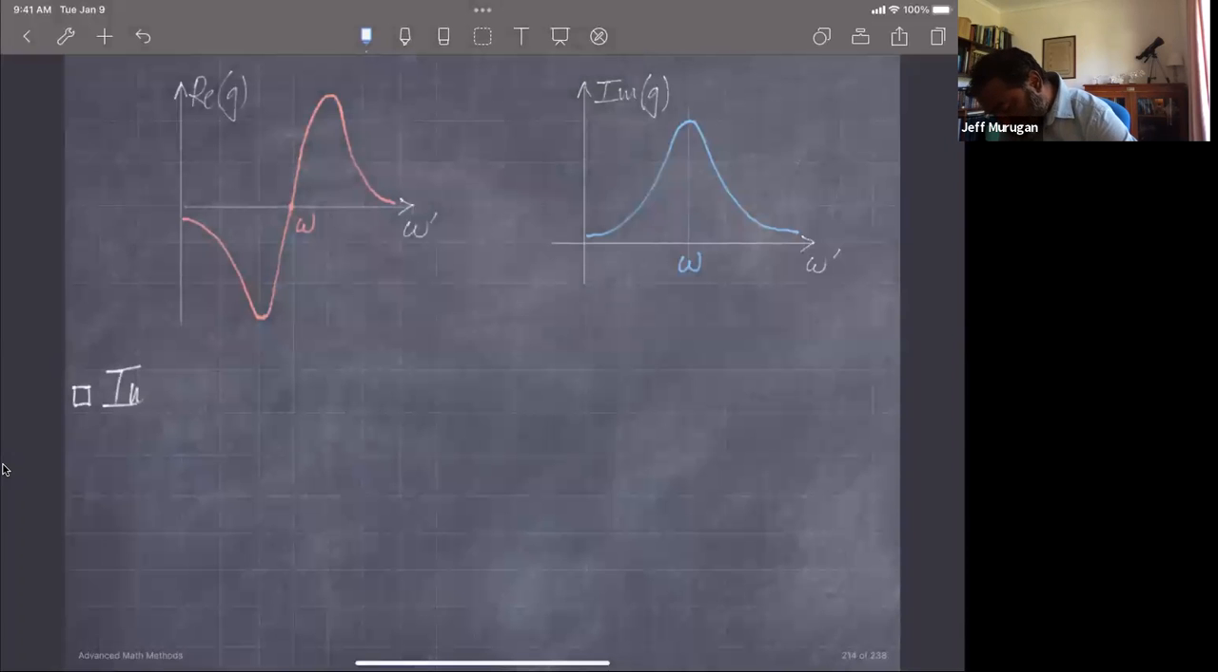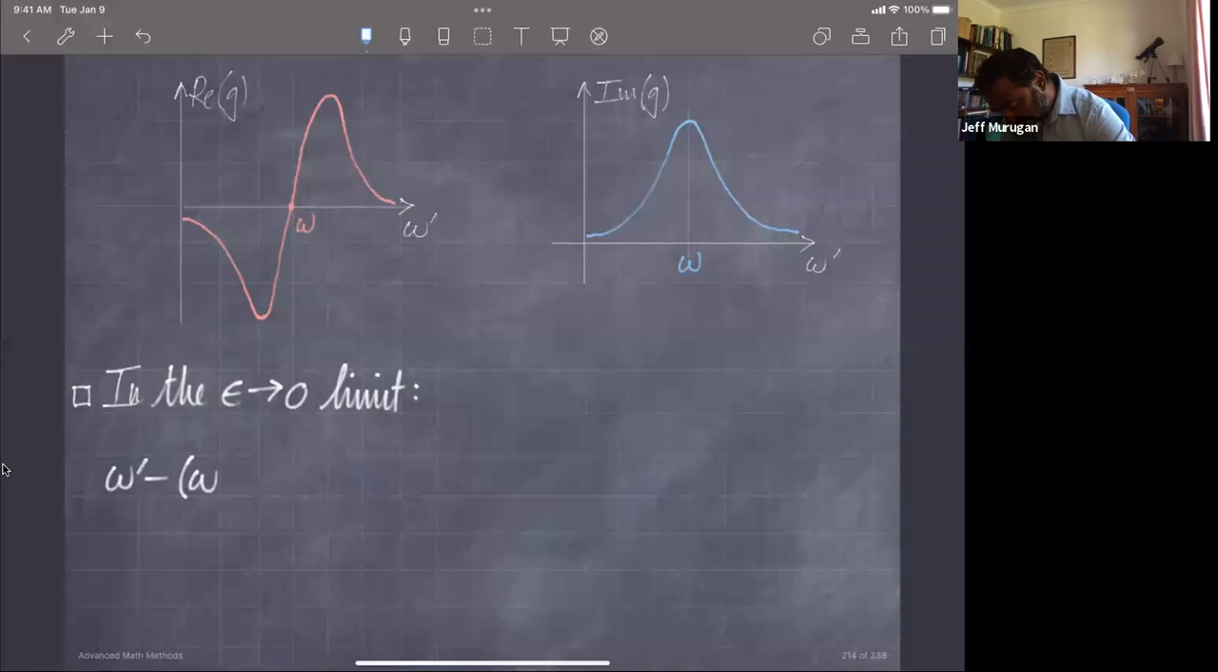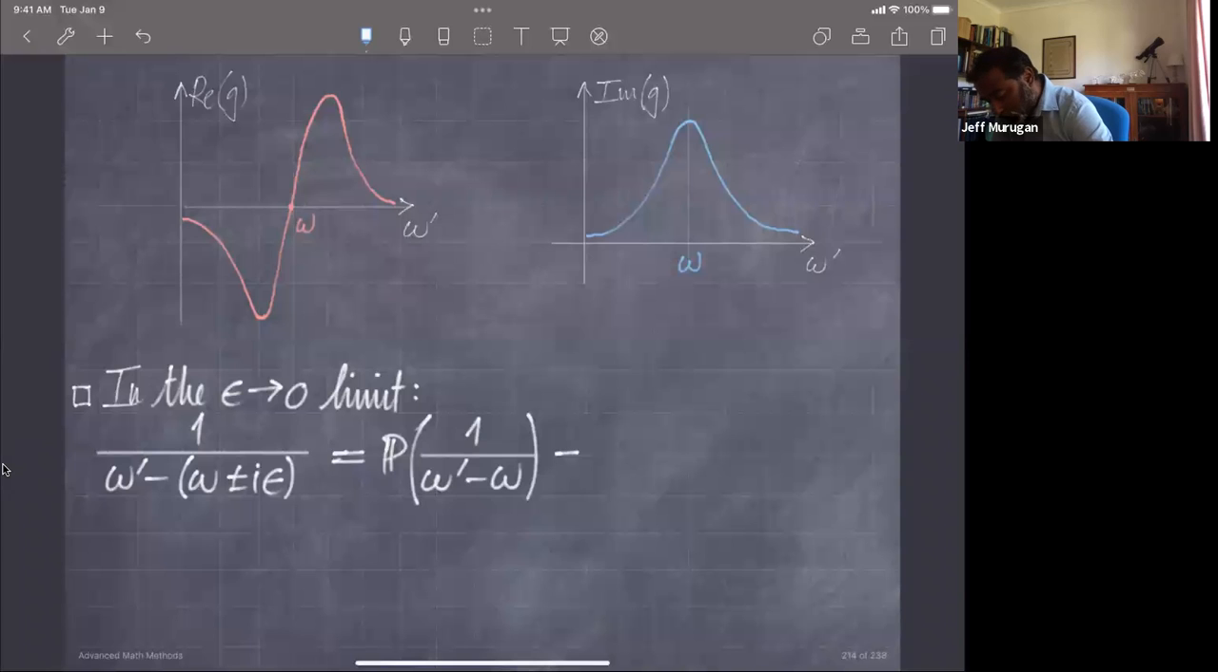So in the epsilon to 0 limit, we will find that 1 over omega prime minus omega plus or minus i epsilon is the principal part of 1 over omega prime minus omega, by definition of what the principal part is, plus or minus i pi times delta of omega prime minus omega, the Dirac delta, right?